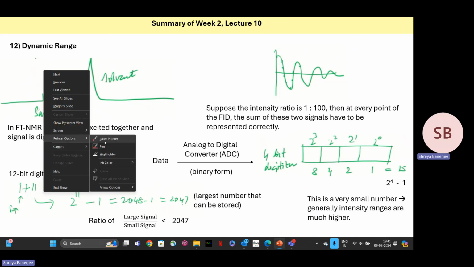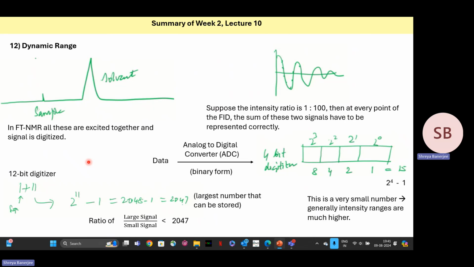The final concept that we'll talk about today, which was discussed in week 2, is basically what happens when you have a sample in a solvent. So suppose you have a sample in water. Now water has a huge number of protons, and so the water signal will be very large compared to the sample signal, and you will not be able to see both together.